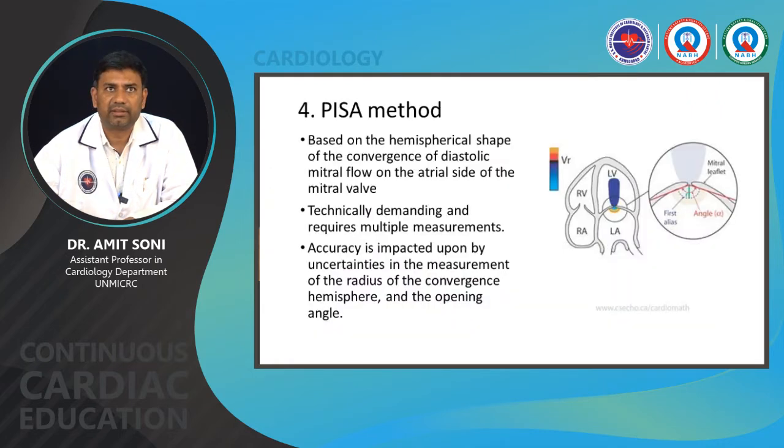And one is the PISA method, based on the hemispherical shape of the convergence of diastolic mitral flow on the atrial side of the mitral wall. Technically demanding, requires multiple measurements. Accuracy is impacted by the uncertainty in measurement of the radius of the convergence hemisphere and the opening angle. So it's dependent on the expertise.